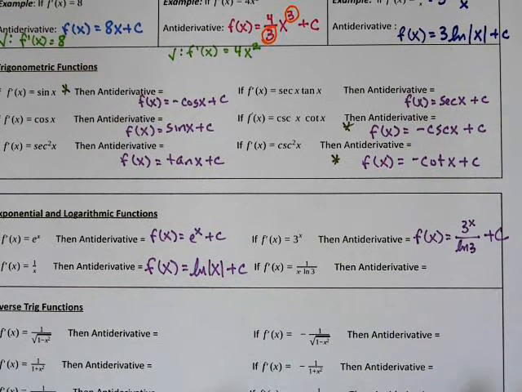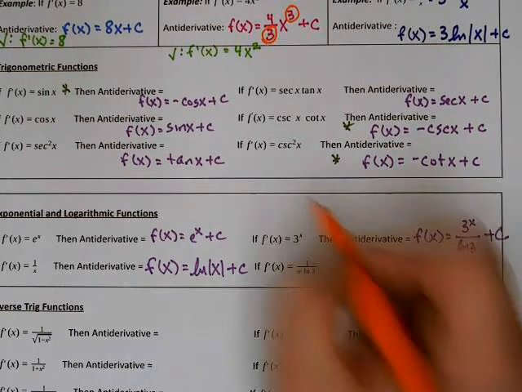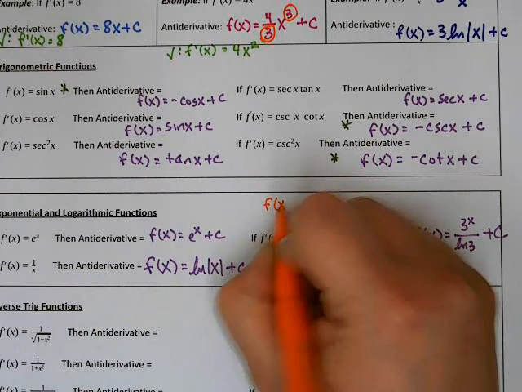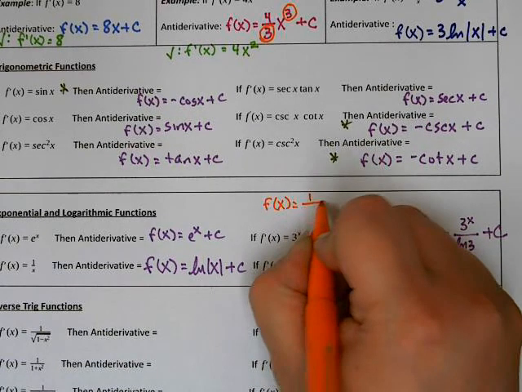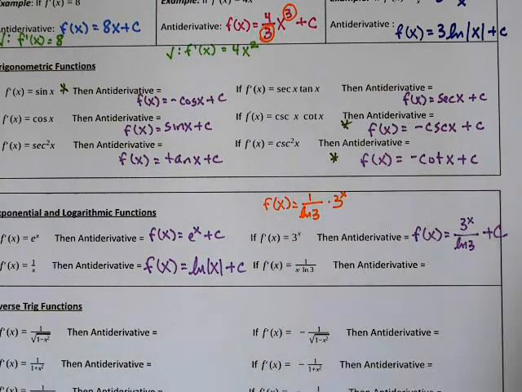Really, in order to figure this one out, you have to know that original derivative rule. I want to check this out real fast and actually take that derivative and make sure it's correct. So if f of x is equal to, I'm going to rewrite this as 1 over the natural log of 3 times 3 to the x plus c.